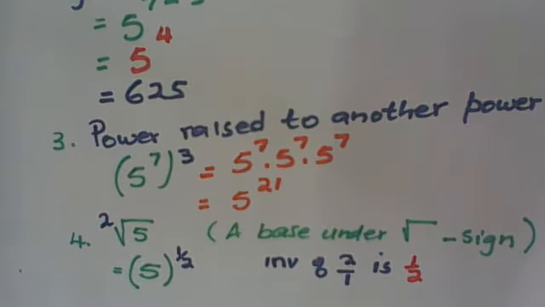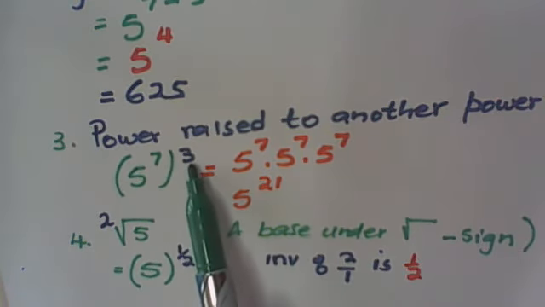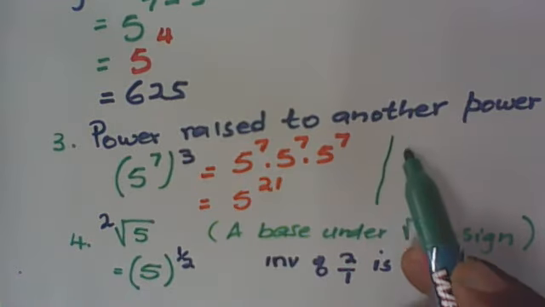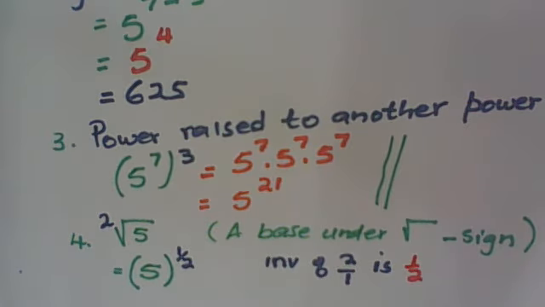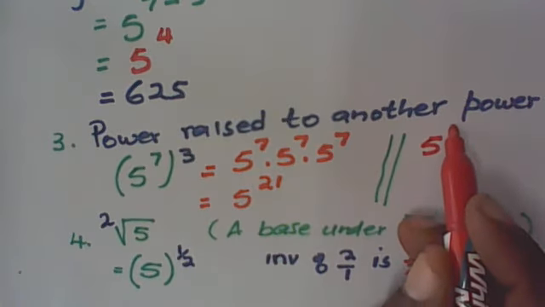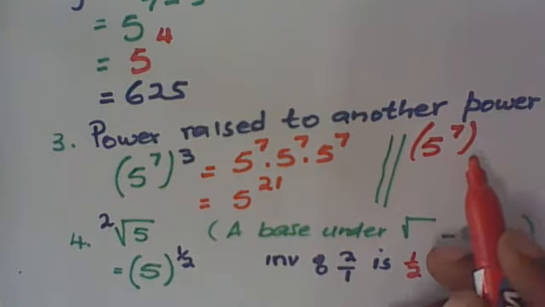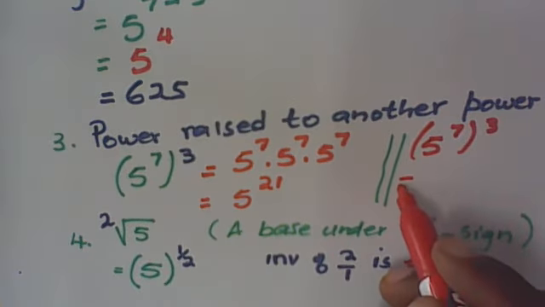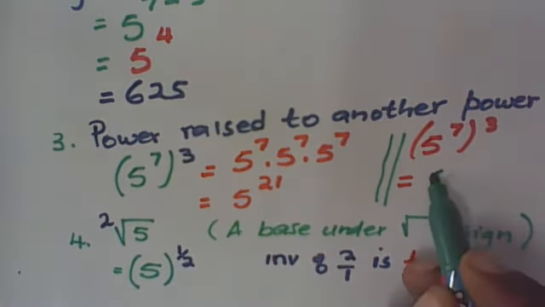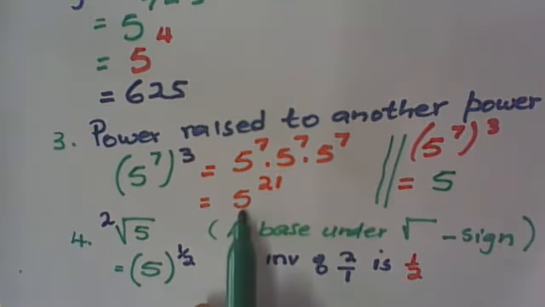Now, let's go to rule number 3. A power is raised to another power. What happened? The simplest way of getting the correct answer is this. Let me show you. You write 5, 7, then to the power 3. Now the final answer is 5. You write the base. This is the base. It's 5.